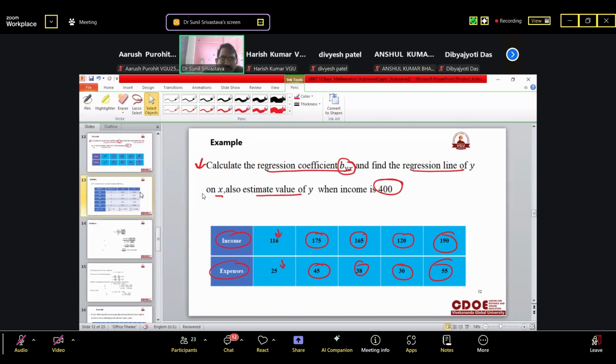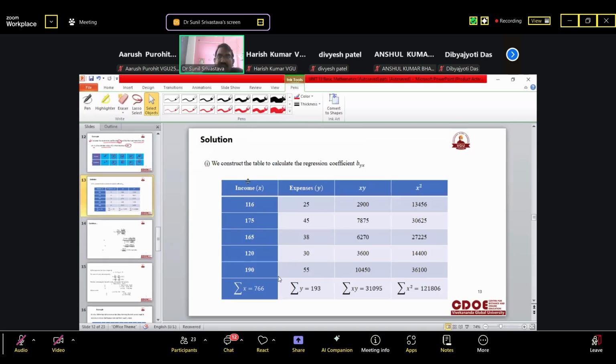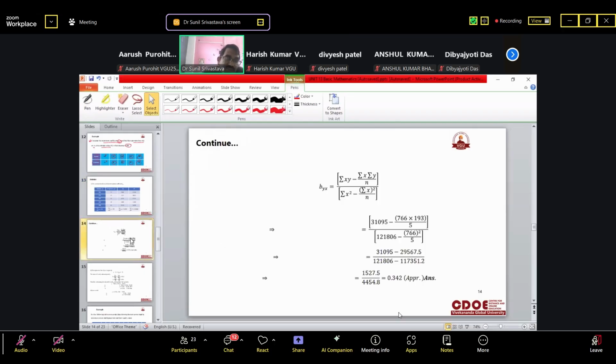First of all, we have to find the regression coefficients. Before using a formula, we have to know which formula to use. We are going to use the formula for the regression coefficient of Y on X: byx equals summation of xy minus summation of x into summation of y upon n, over summation of x square minus summation of x whole square upon n. So we have to find summation of xy, summation of x, summation of y, and summation of x square. In preparing the table, these four columns must be present.